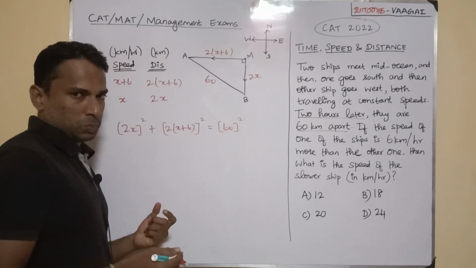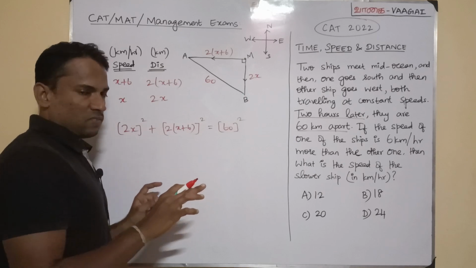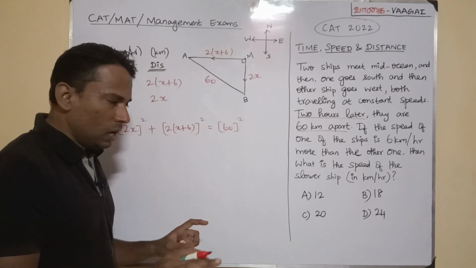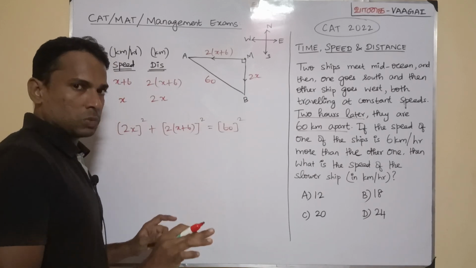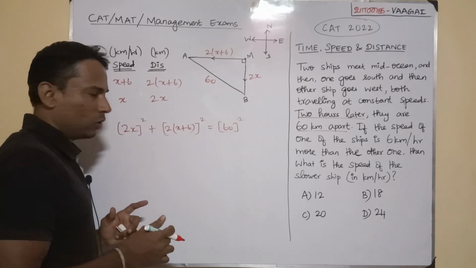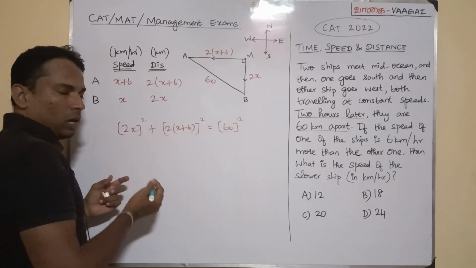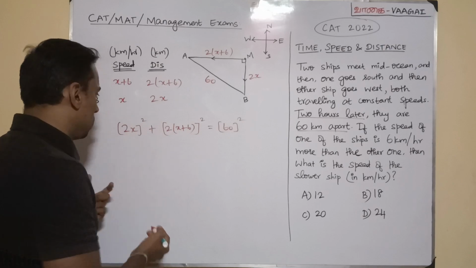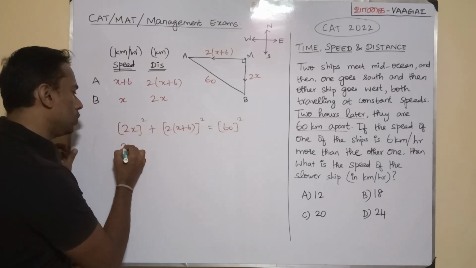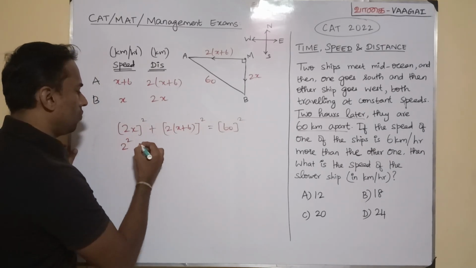Now I can do some adjustments here, okay? Let me not disturb this equation much. I'm not going to expand and all. I'm just going to do a small adjustment. Listen very carefully what I'm going to do. I'm just going to factor out 2 square from each of these terms. Now when I do it here, I will be getting 2 square of x square.